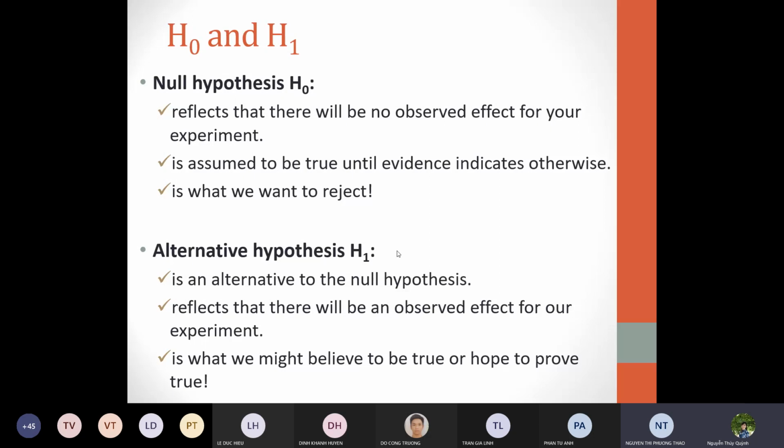All right. So in doing hypothesis testing, our purpose is to reject the null hypothesis, and we have more evidence to support the alternative hypothesis. That is our purpose when we do the hypothesis testing. So that's why H1 usually contains what we believe and what the exercise usually asks you to prove.